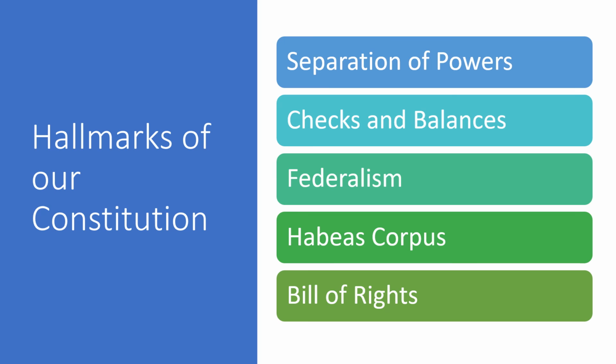And then the last thing we need to talk about as a hallmark of our Constitution is the Bill of Rights. The Bill of Rights are the first 10 amendments to the Constitution, which list specific rights that we have as American citizens. Things like freedom of speech and freedom of religion, things like they can't just search or take your property without a warrant or probable cause. Those are all part of the Bill of Rights, and we'll talk more about that in a future lesson.